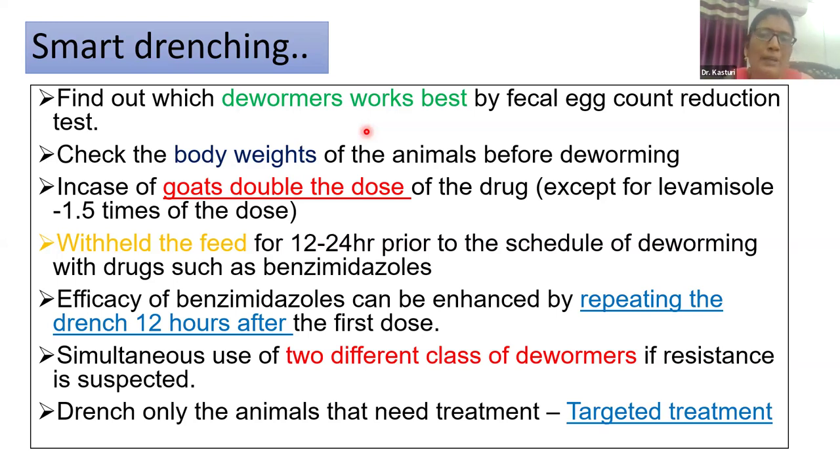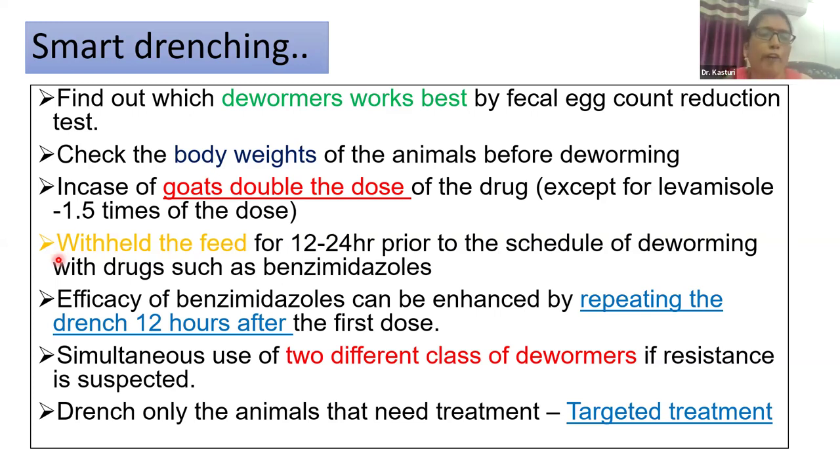Estimation of the dewormer can be done by fecal egg count reduction test. And next is checking of the body weights. So before proceeding for the deworming, the body weights of the animals must be taken. And in case of goats, the dose should be doubled. And in case of levamisole, as I mentioned earlier, it should be 1.5 times the dose that is recommended in case of sheep. And next important thing is withholding of feed.